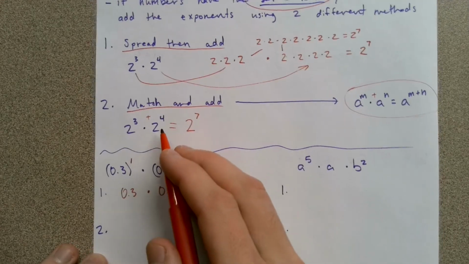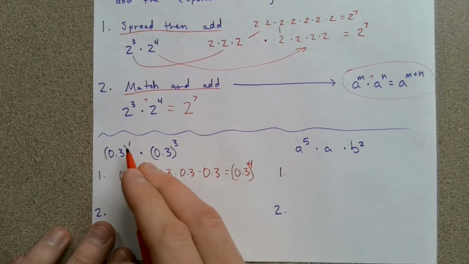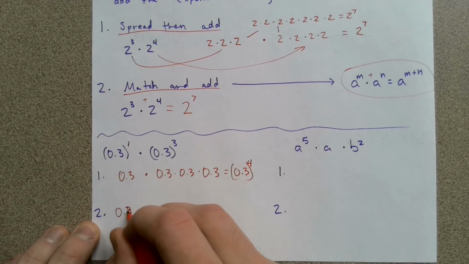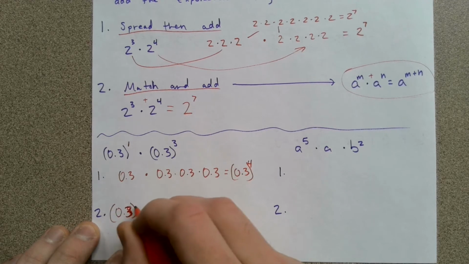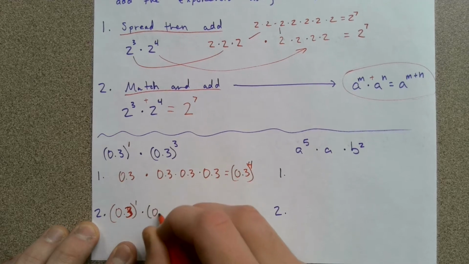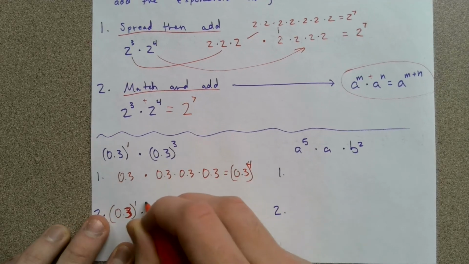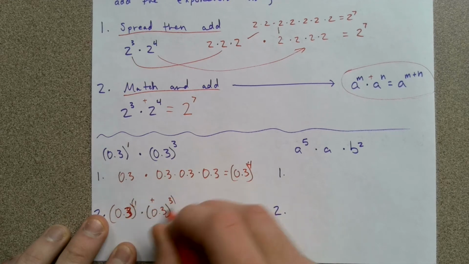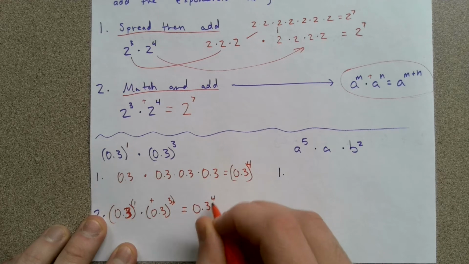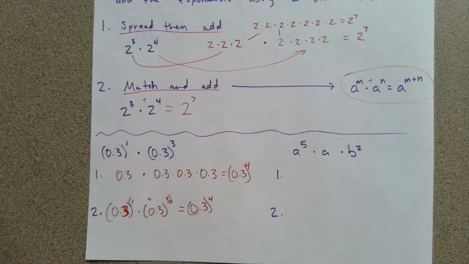Our second method is our match and add. We see we have a 1 here. We see we have a 3 there. So let's do 0.3 to the first times 0.3 to the third. Add up these right here. Gets us to 4. 0.3 to the fourth. Use whatever method you like more.